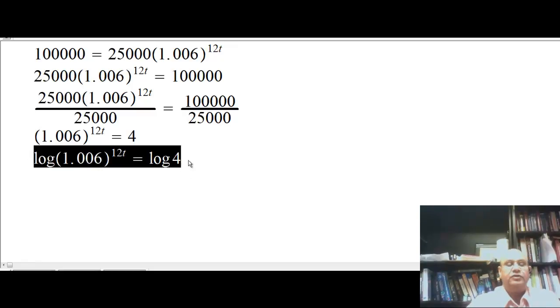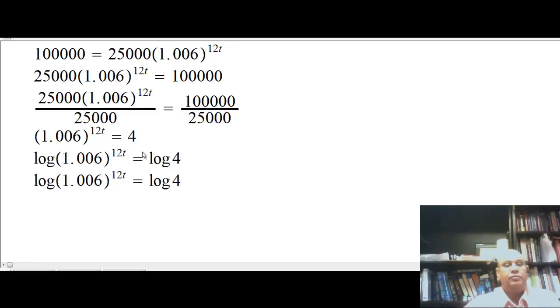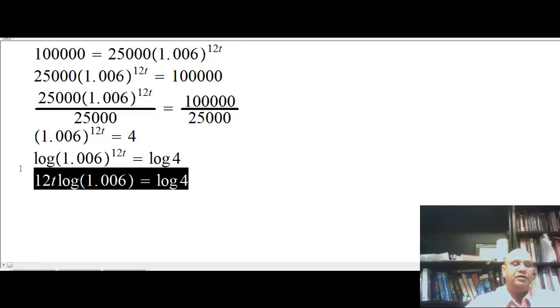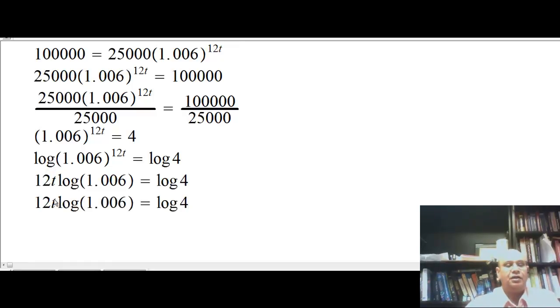Now I can pull this power down. Remember, this is the great property of logarithms: if I take log of a power, the power just steps down as a factor. Now, in order to isolate T, I have to divide by 12 times this number. You can't just divide by 12? I can divide by 12, and then you still have T on the other side.